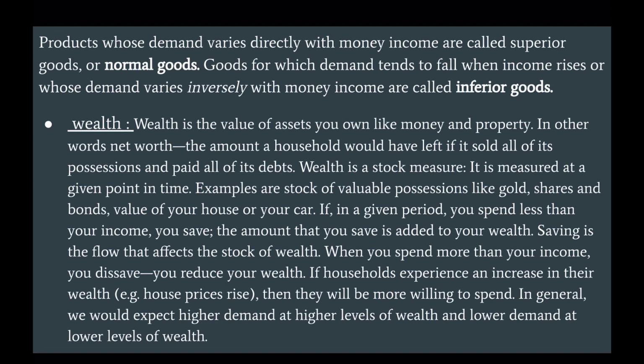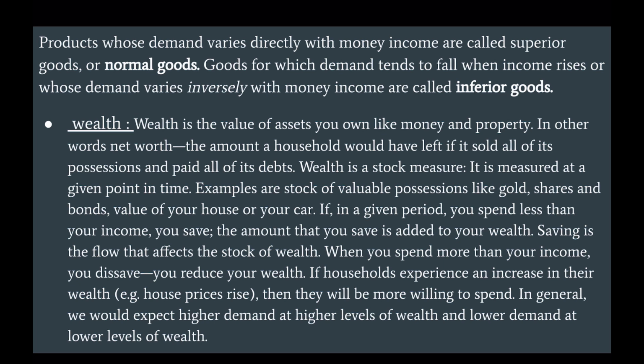Products whose demand varies directly with money income are called superior goods and normal goods. Goods for which demand tends to fall when income rises, or whose demand varies inversely with money income, are called inferior goods. Wealth. Wealth is the money value of assets you own, like money and property.